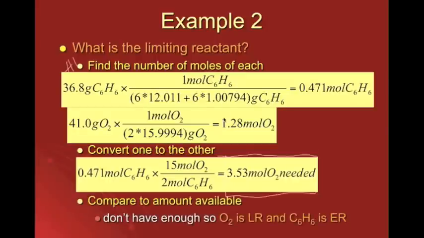Now, that's not how many we actually have. We only have 1.28. So this number is much larger. So that means that oxygen is going to be the limiting reactant and C6H6 is going to be the excess reactant. Because in this calculation, we need a lot more O2 than what we actually have. So we're going to use all of this and we would still need more. So this is going to limit our reaction.